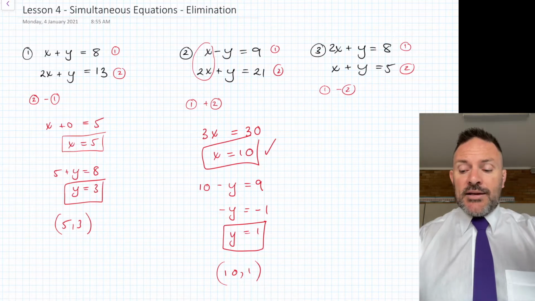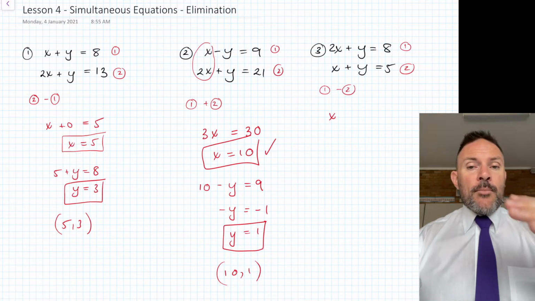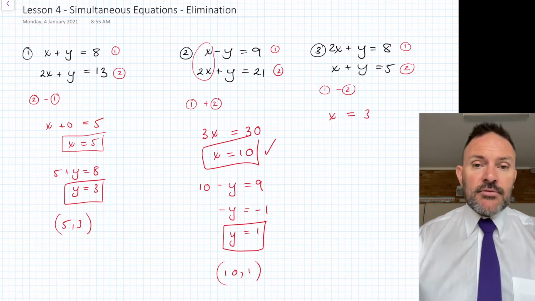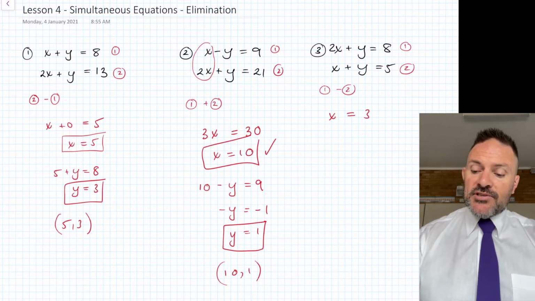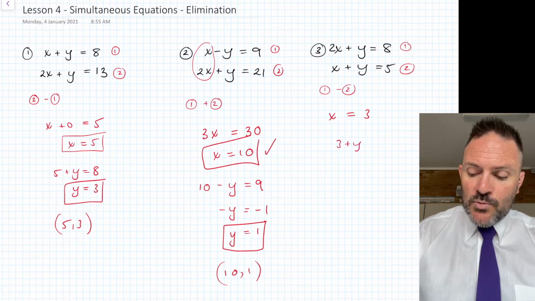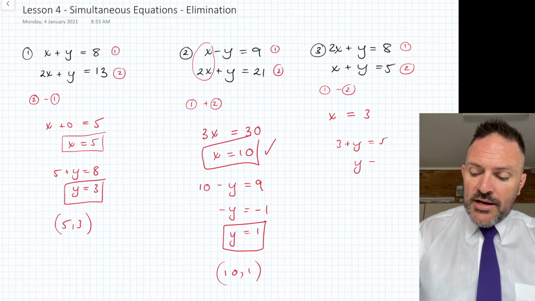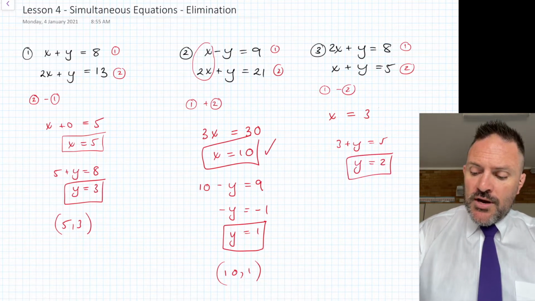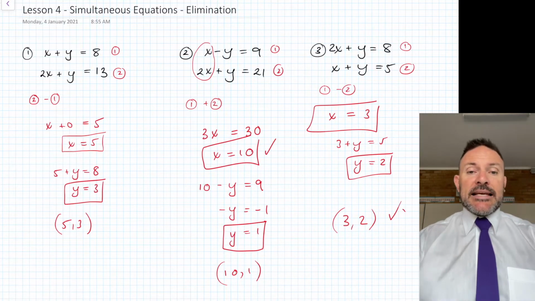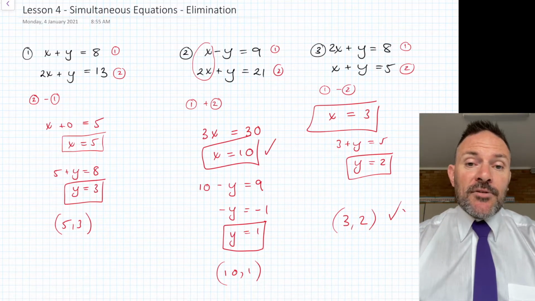2 minus 1 is 1x. y minus y disappears. 8 minus 5 makes 3. Simple question, right? Tuck it back into the second equation, which looks the easiest. 3 plus y equals 5. y equals 5 minus 3, which is 2. I have my two solutions, 3, 2. Just as easy. All right, nothing really different there.